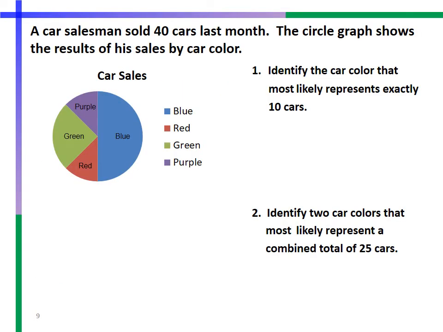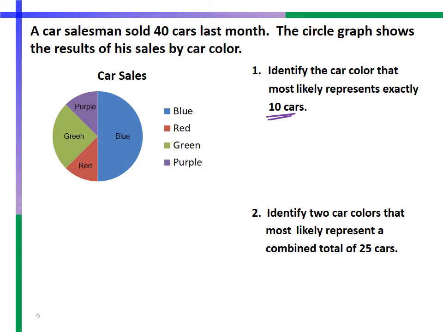A salesman sold 40 cars last month. Guy's a rock star. So the circle graph shows the results of his car sales by color. And so you can see here, we have 2 questions. Identify the car color that most likely represents exactly 10 cars.